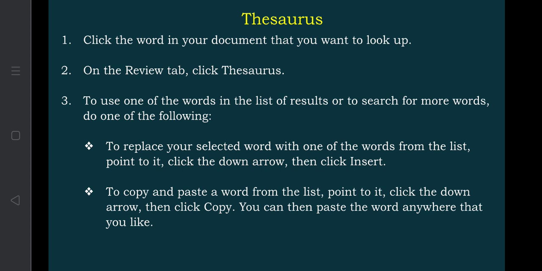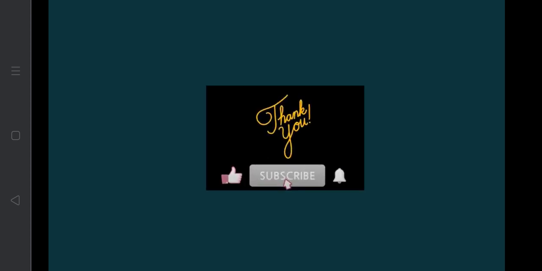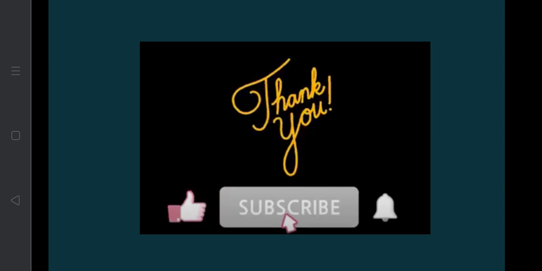If you want to use some other word, copy it from the list using the copy and paste option, Control C, Control V. You can then paste the word anywhere that you like. To look up additional related words, click a word in the list of results. So if you want to add more words, you can just click on the word you want to add inside the document. So this is how to use the thesaurus and the spell check in the Word document.